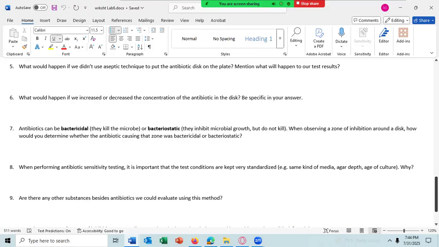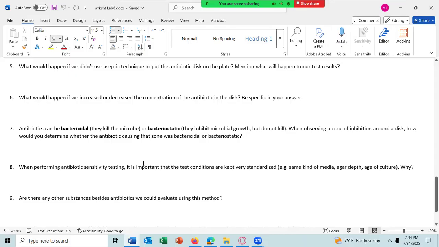7, antibiotics can be bactericidal, they kill microbes, or they can be bacteriostatic, they inhibit microbial growth, but do not kill the bacteria. When observing a zone of inhibition around a disc, how would you determine whether the antibiotic causing the zone was bactericidal or bacteriostatic? This is a thinking question. Students often get it wrong the first time. So I'm warning you, you need to think about this one. Fortunately, most students do get it correct the second time.